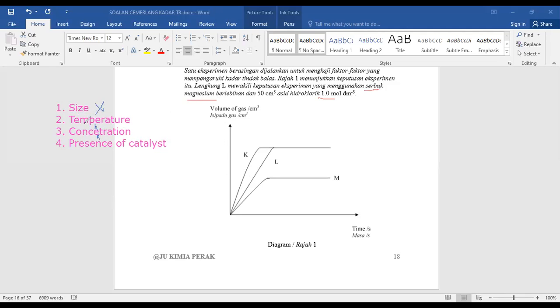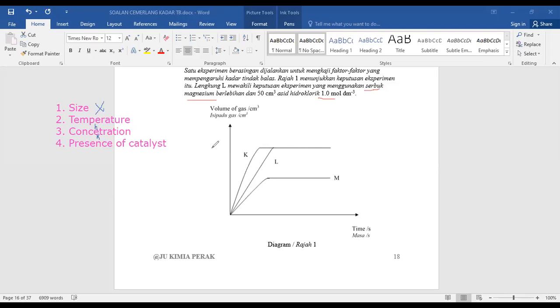But if we are increasing the temperature, we have to consider another problem. Will we have the same volume of gas being released? Now, the answer should be yes. Why? Because the volume of gas from here is determined by the number of mole of the reactant used. Okay, so now if we are using the temperature, it will not affect the maximum volume of gas produced.